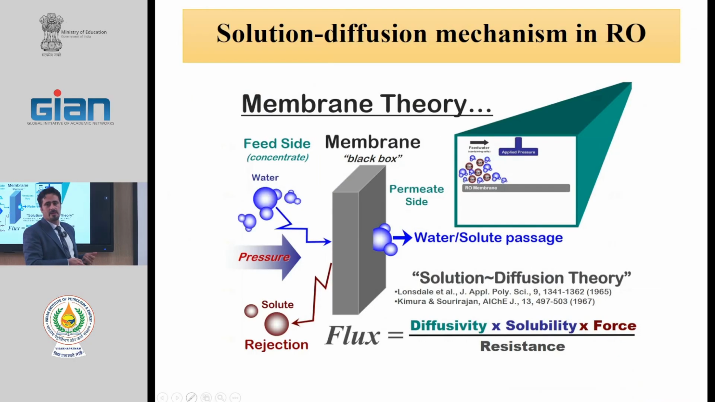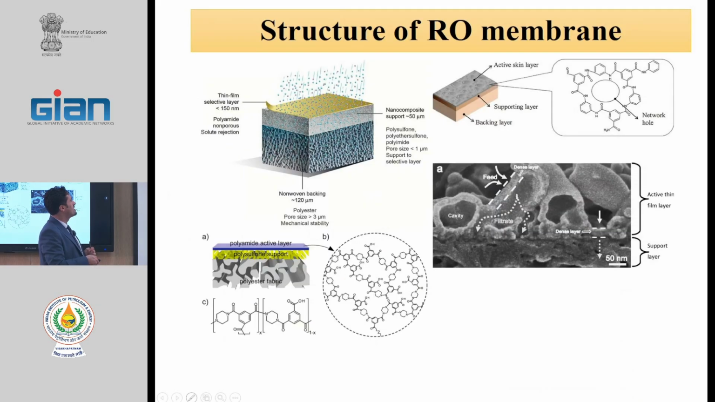The mechanism of separation in reverse osmosis is solution diffusion, and as I discussed, in solution diffusion the solvent, mostly water, adsorbs onto the polyamide polymer. Polyamide is a hydrophilic polymer, and the water diffuses through the polyamide and goes to the permeate side. The solution diffusion process is very slow, and therefore we must prepare a thin layer.